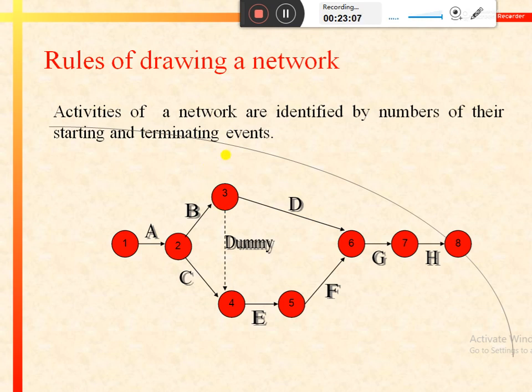In a similar manner, activity H would be identified as 7, 8, where 7 denotes the starting point and 8 denotes the ending point. So activities of a network are identified by numbers of their starting and terminating events. So these are some basic rules that we should keep in mind while drawing a network for any particular project.